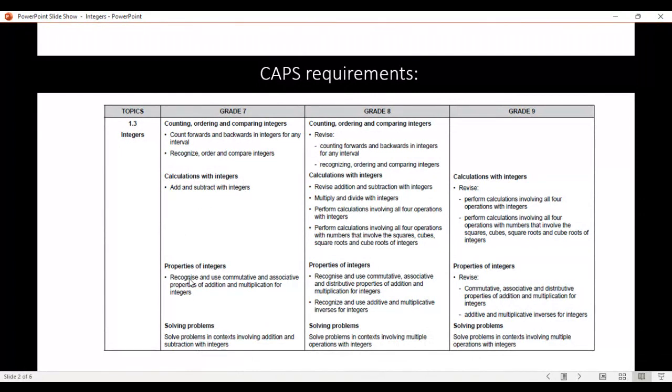So your focus will be here in the intermediate phase if you are asked to be a grade 7 math teacher. Right, and then you also need to know where they are going to in grade 8. So you also need to just take note of the requirements for grade 8 as well.